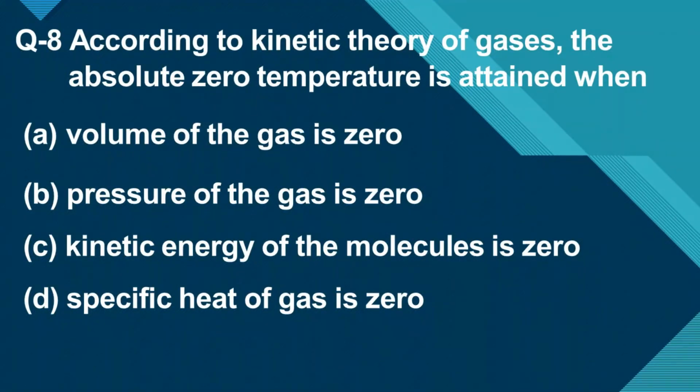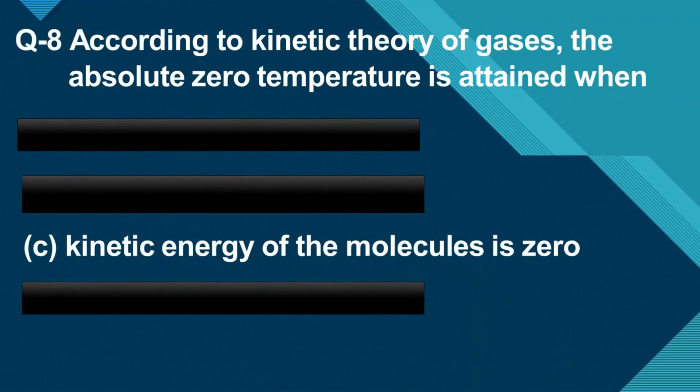Question number 8. According to kinetic theory of gases, the absolute zero temperature is attained when option A volume of the gas is 0, option B pressure of the gas is 0, option C kinetic energy of the molecules is 0, option D specific heat of gas is 0. We have already discussed in question number 7 that the temperature of the gas is due to kinetic energy of the molecules. So the right answer is option C: absolute zero temperature is attained when kinetic energy of the molecules is 0.